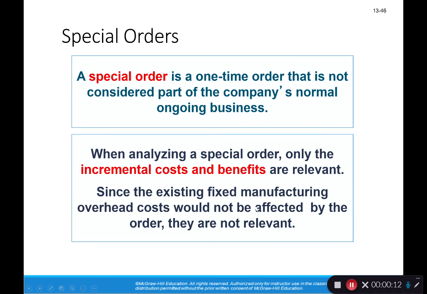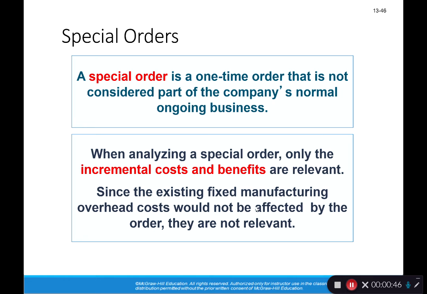So what is a special order? A special order is a one-time order that's not considered part of the company's normal ongoing business. This would happen when a customer comes up and says, hey, I've got some situation here where I need a certain number of the product you provide. If I order like this huge amount, can you give me some type of deal? And it's a one-time order and it doesn't normally affect the company's other business. So the question is, what price could I charge that would make taking on this special order make sense?